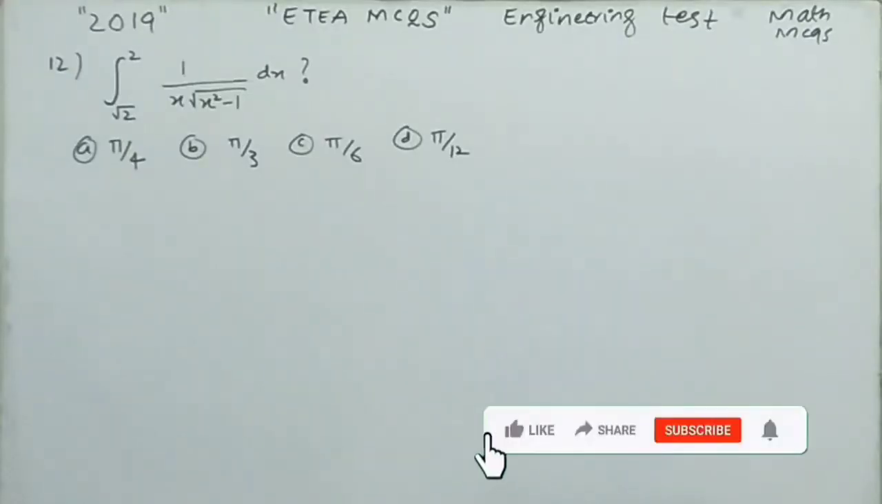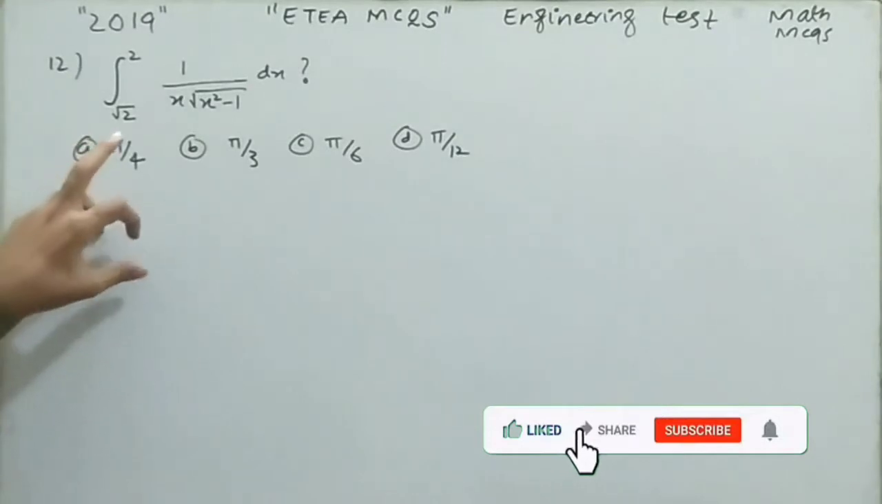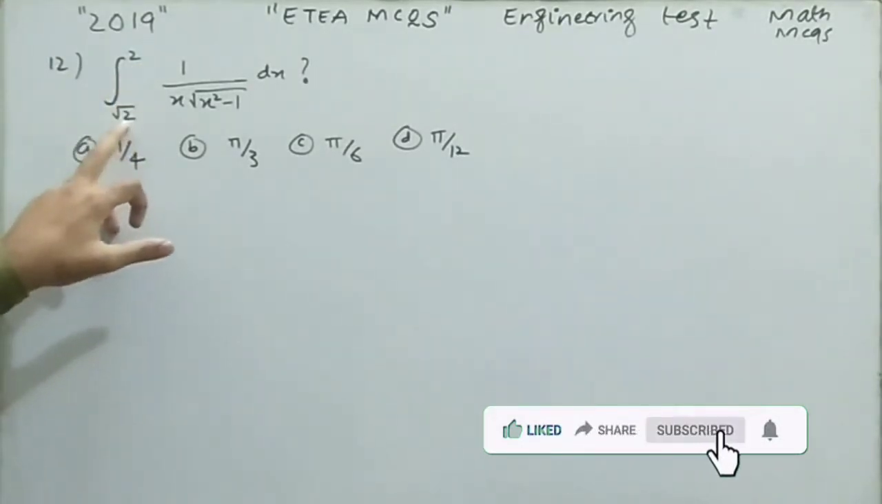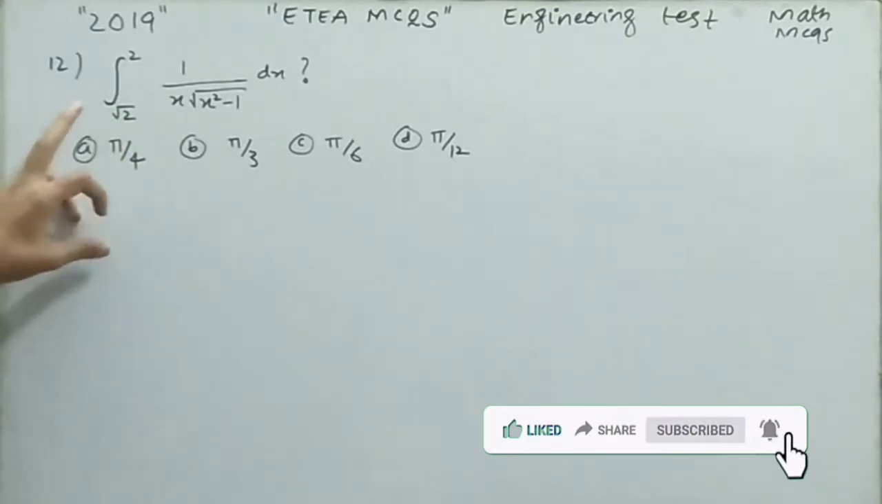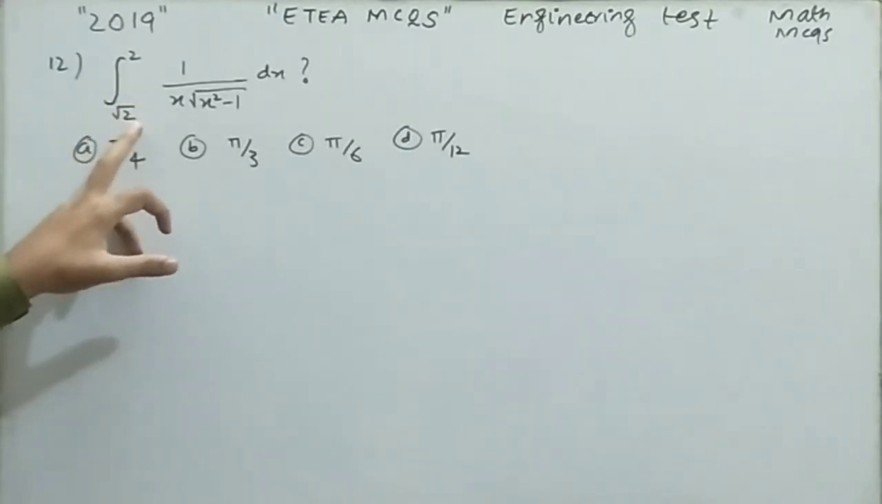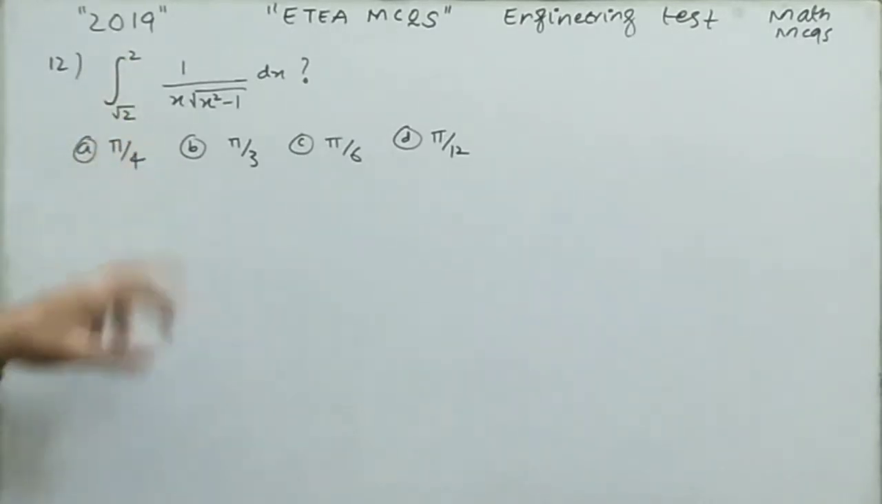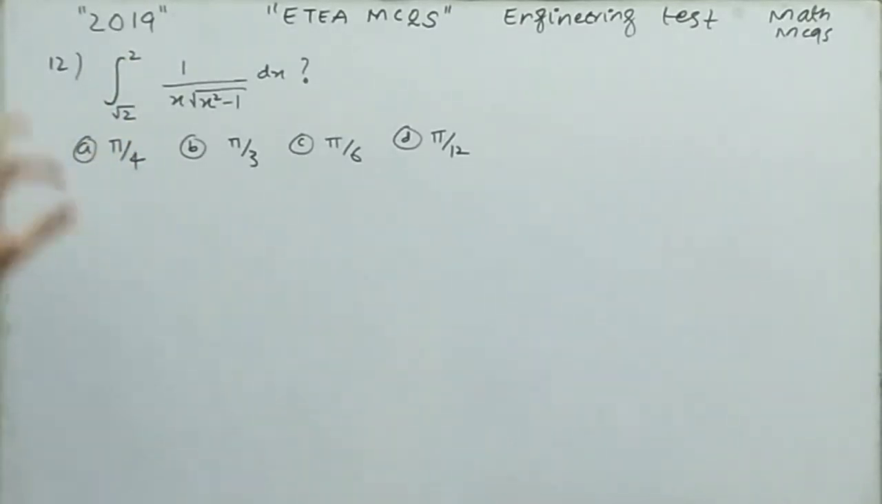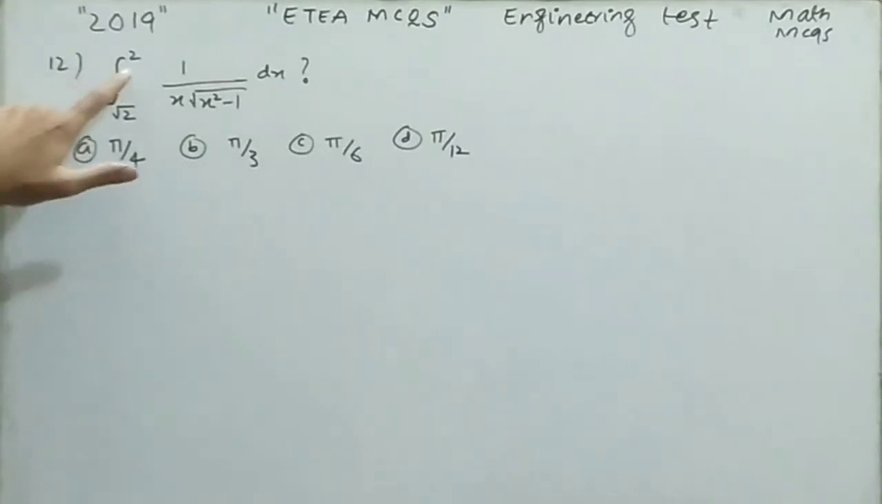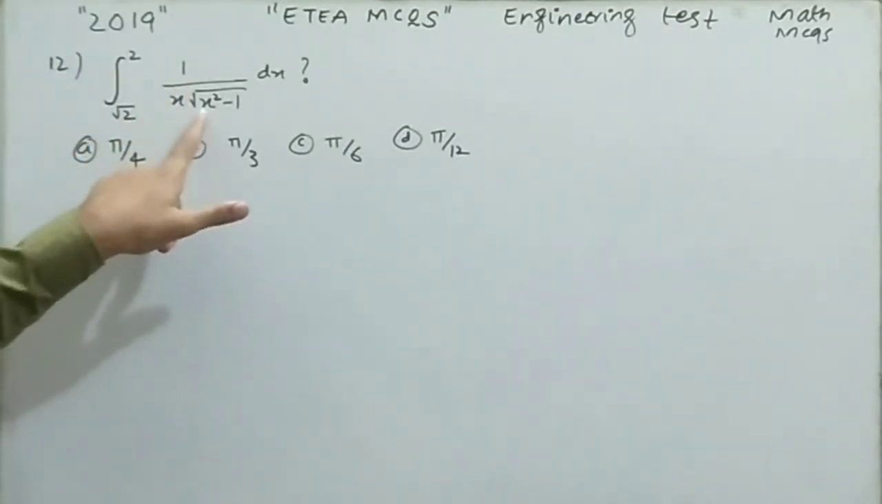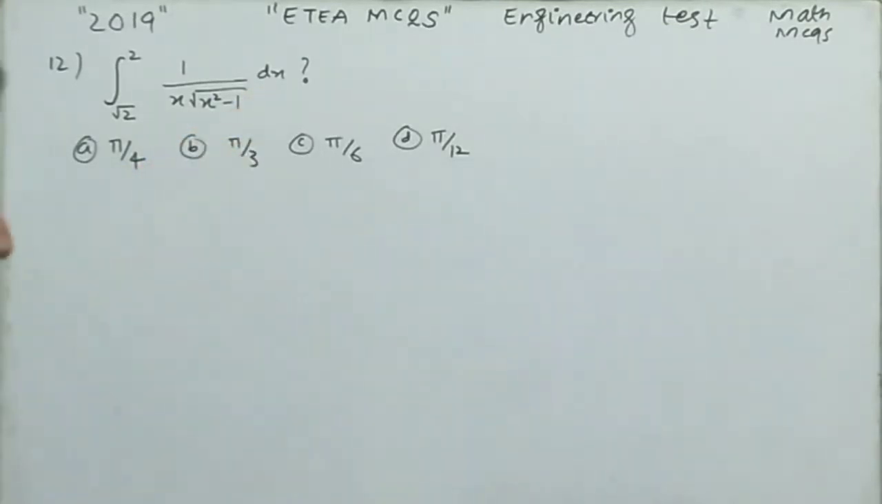Now move to the next MCQ number 12. It tells us to find the definite integral, upper limit is 2 and the lower limit is square root of 2. Remember, an integral with limits is called a definite integral and an integral without limits is called an indefinite integral. Find the integral of 1 over x into square root of x square minus 1 dx.